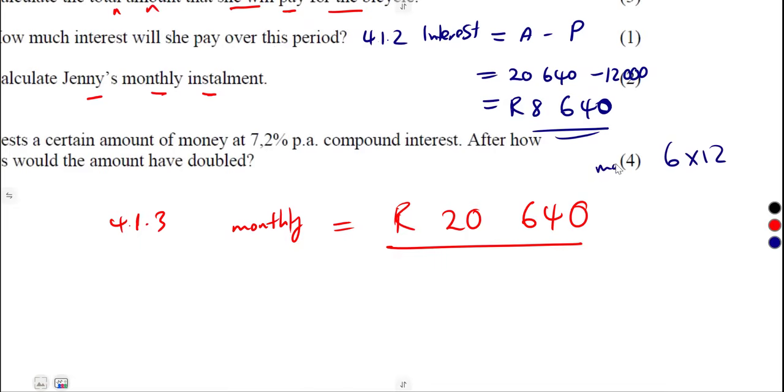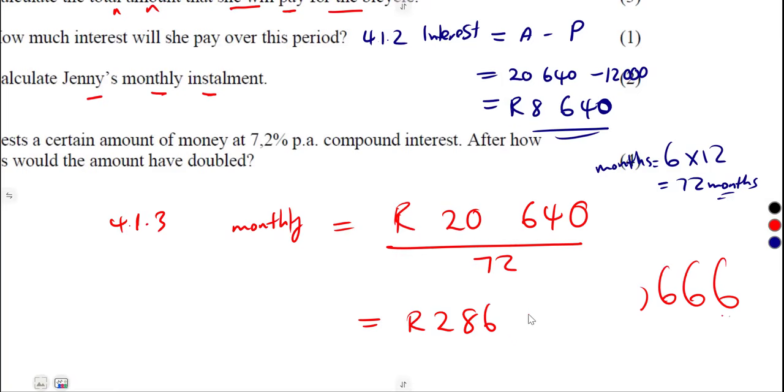The number of months. So 6 times 12, that was going to give us what? 72 months. So in all the number of months is 72. So divide 20,640 by 72, that was going to be 286.666 and so on. So it's going to be 286.67 to 2 decimal places. All right, so just like that, hire purchase.